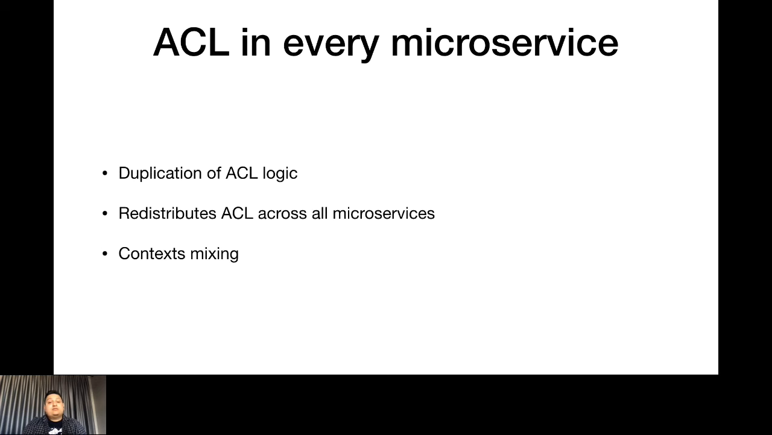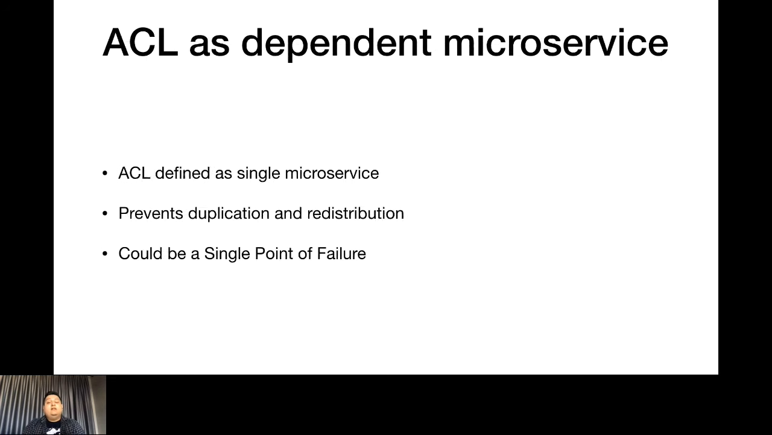So the next approach is having our ACL as a dependent microservice. In this approach, we extract the ACL logic as a separate microservice to which we can communicate from other micros. So it is good because now we have ACL defined as a single microservice with encapsulated logic. We prevent duplication and redistribution of our ACL logic between all of our microservices. The bad thing here is that it could be a single point of failure.